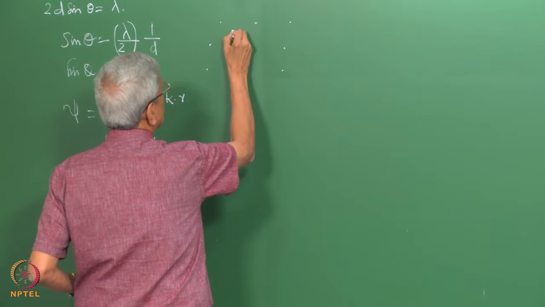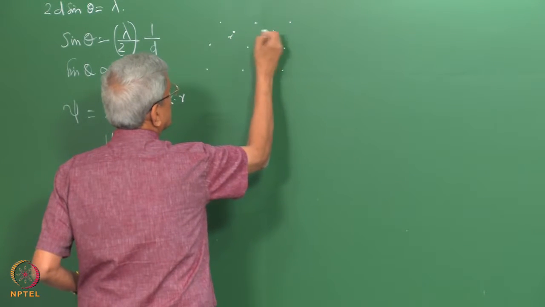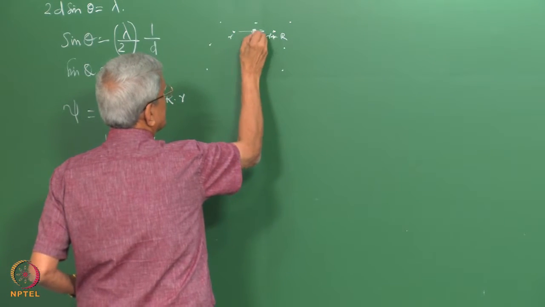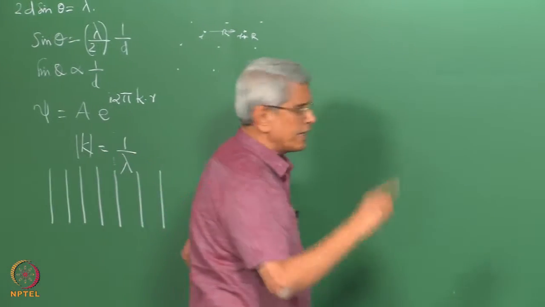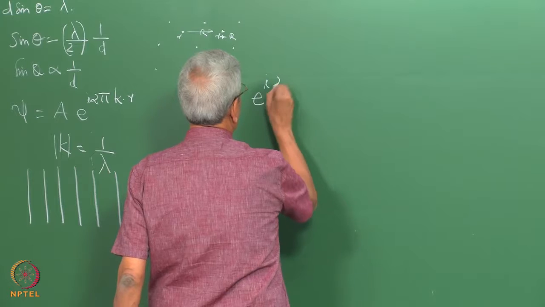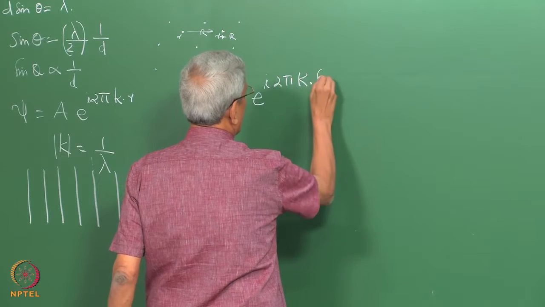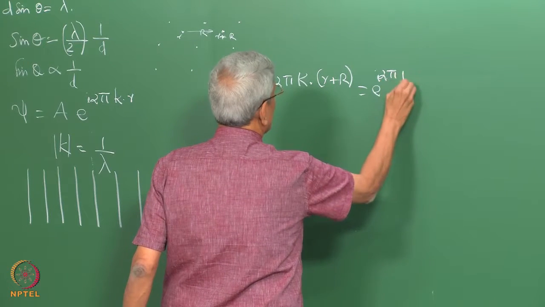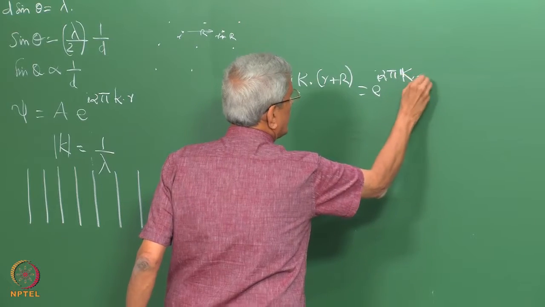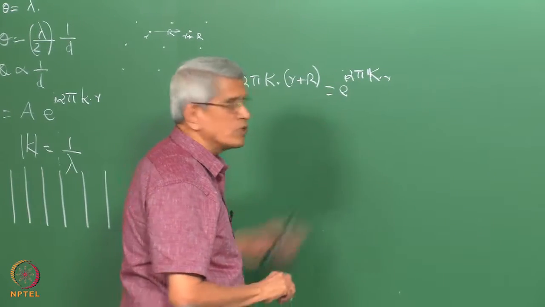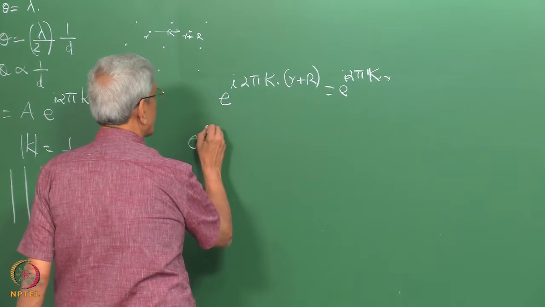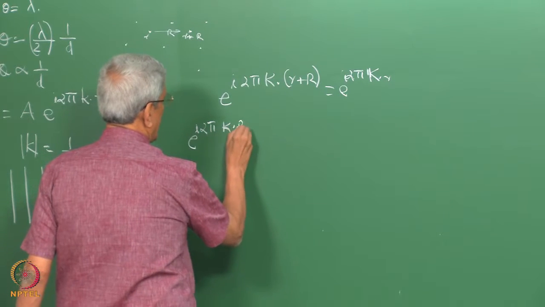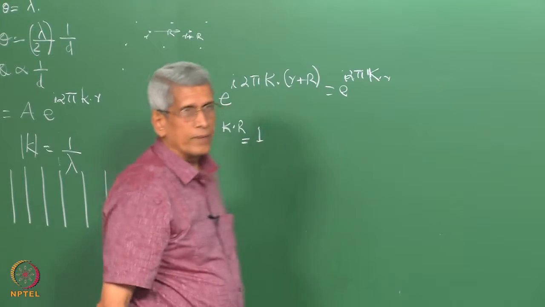From an origin which you have chosen, this point is at r and another point is at r plus R, because this distance is a vector R. Then the expression turns out to be equal to e to the power of i 2 pi k dot R. This is what it will turn out to be. So, this will finally lead to a condition that k dot R should be equal to 1.